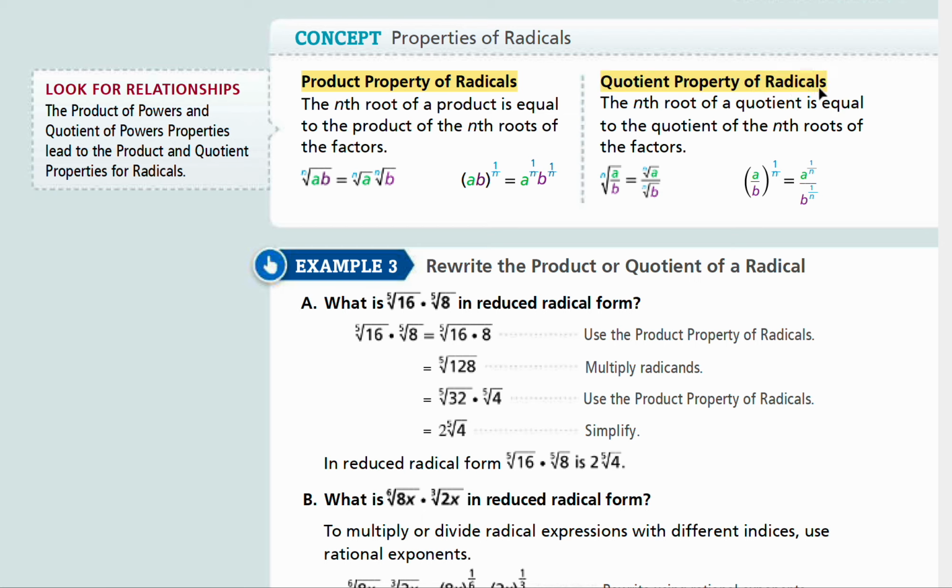Quotient property of radicals says it's the same thing, but if you have a over b to the nth root, then you can rewrite it and separate your roots and say nth root of a over nth root of b is the same as nth root of a over b. And then you can rewrite it as the exponential form like this. The rational exponent form like this. Let's look at example 3.